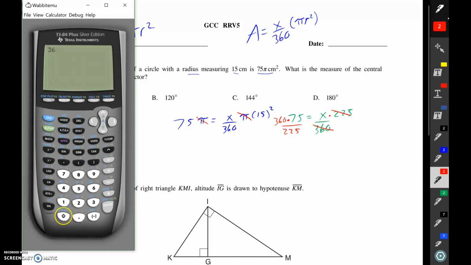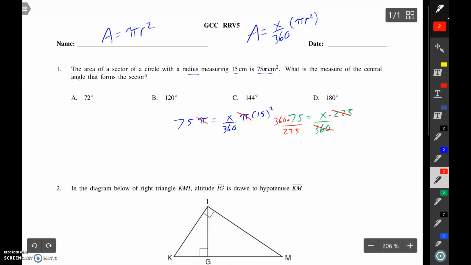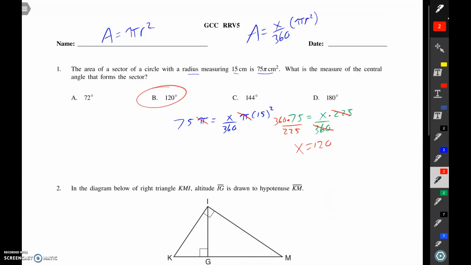We have 360 times 75 divided by 225. Oh, missed a 2 there. And the result is 120. So x equals 120. And that's our answer. And of course, you could kind of guess and check these because it's multiple choice, like 120 over 360 pi r squared. Does it come out to be 75 pi? But if this, say, were a part 2 and you didn't have these choices, that's how you're going to have to do it.